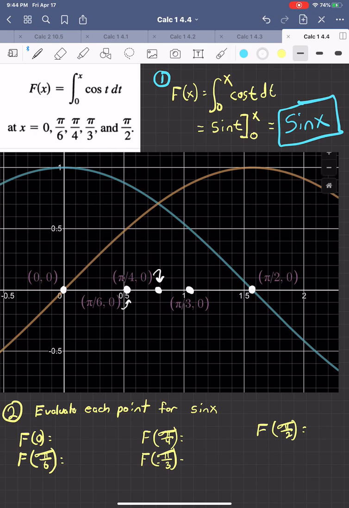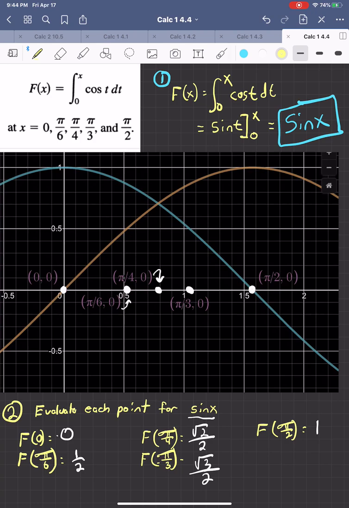And then I want you to understand what, because this is trivial, to plug 0 in. Now, where are we plugging it in? We're obviously plugging it into sine. So this part's trivial. F of 0 is 0. Sine of 0 is 0. Sine of pi over 6 is 1/2. Sine of pi over 4 is the square root of 2 over 2. Sine of pi over 3 is the square root of 3 over 2. And sine of pi over 2 is just 1. That's trivial. Here's what's not trivial.